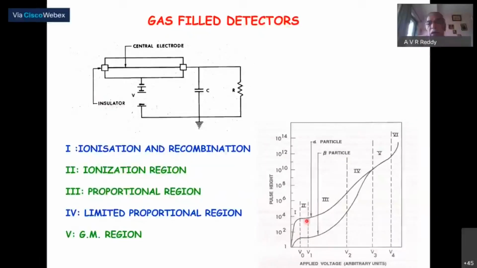Now, imagine we increase the voltage further. What will happen? We have the provision here to change the voltage. Electrons are produced at the point of interaction, and from there they move towards the anode. If you increase the voltage between the anode and cathode, the electric field will increase.